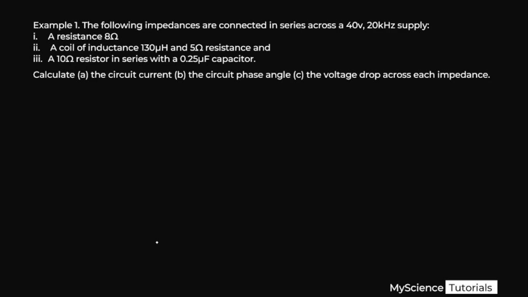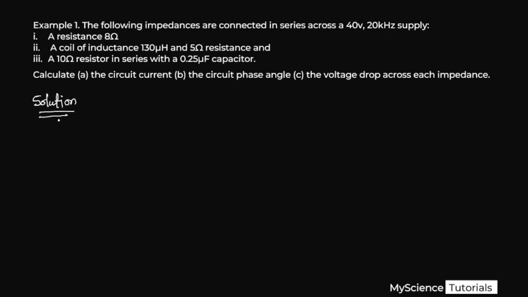We have the following impedances connected in series across a 40 volts, 20 kHz supply. We have a resistor of 8 ohms, a coil of inductance 130 microhenry and 5 ohm resistance, and another coil with a 10 ohm resistor in series with a capacitor of 0.25 microfarad. We have to calculate the circuit current, the circuit phase angle, and then the voltage drop across each impedance. This is very good. So let's go ahead and look at the solution for this problem.